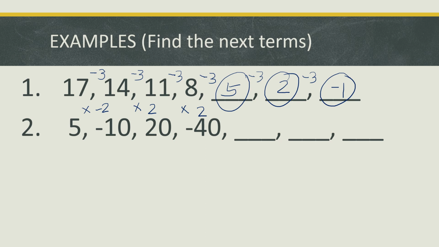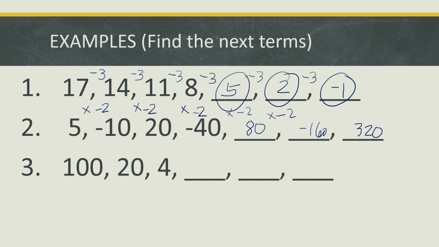And negative 10 multiplied by negative 2, we will have positive 20 because negative times a negative number will give you a positive number, right? And then positive 20 multiplied by negative 2 will give us negative 40. Therefore, if we multiply negative 40 by negative 2, that will give us the next term of positive 80. Then positive 80 multiplied by negative 2, we will have a negative 160. And following the pattern, we will have positive 320. See? Ganun lang kadali si sequence.